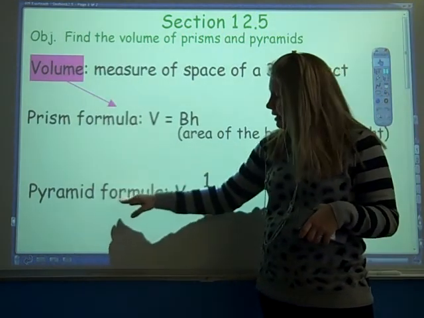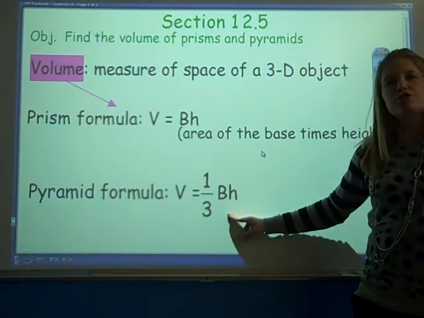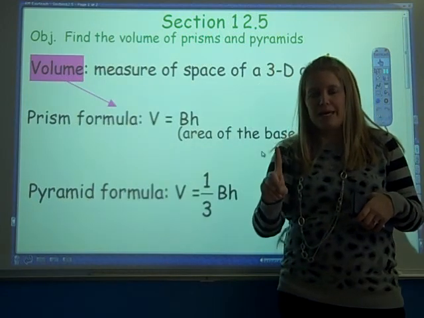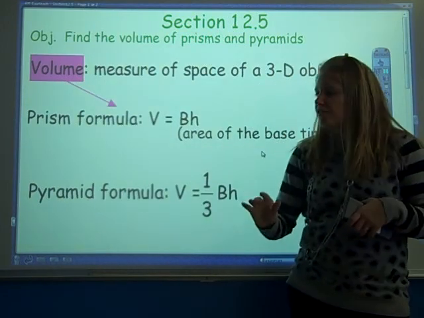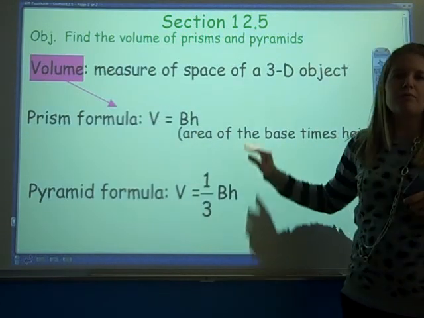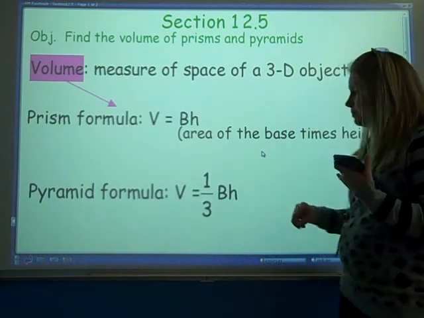For a pyramid, you're going to do the same thing, which is the area of the base times the height, but you're going to do times a third because it's coming up to that point. It only has that one base. So it only has a third of the volume of a prism. So these two general formulas, if you can remember those, that will work for any prism and any pyramid.